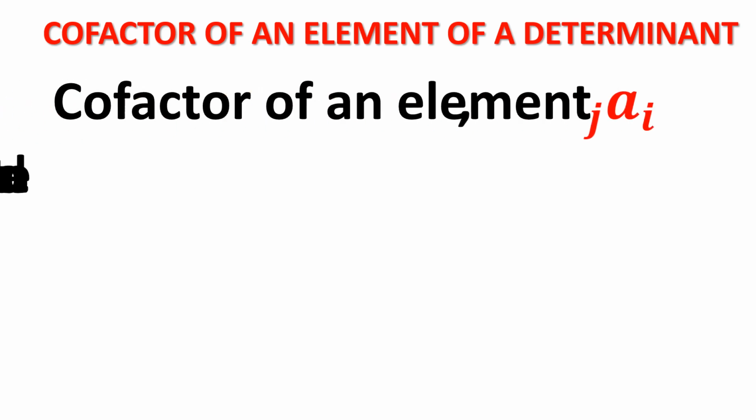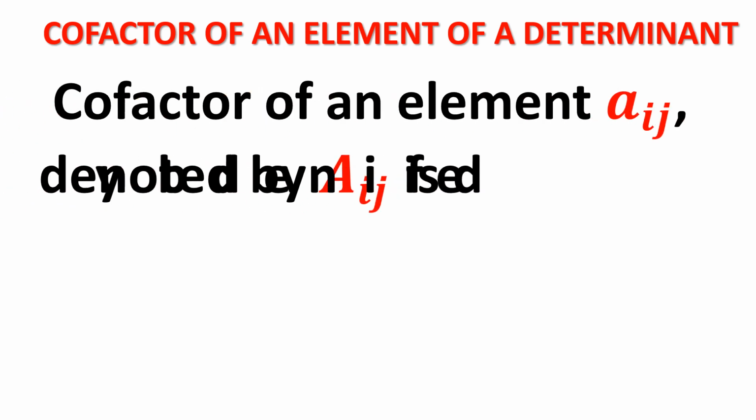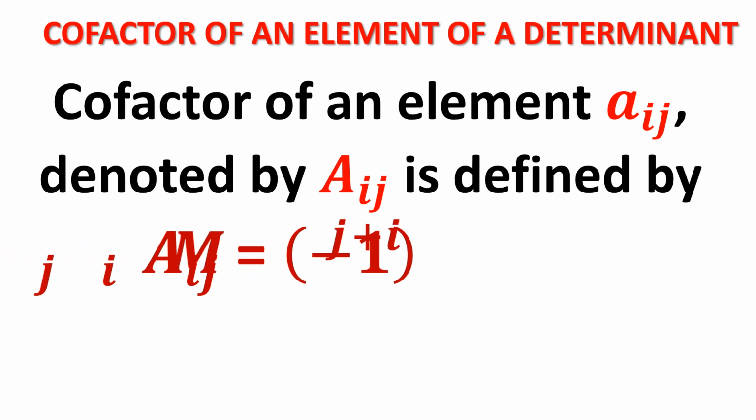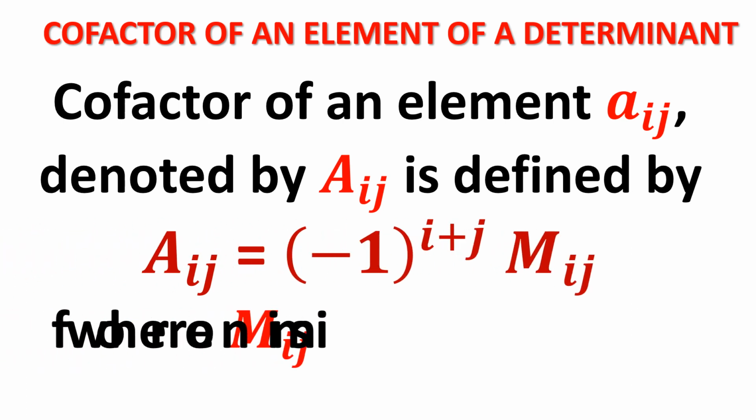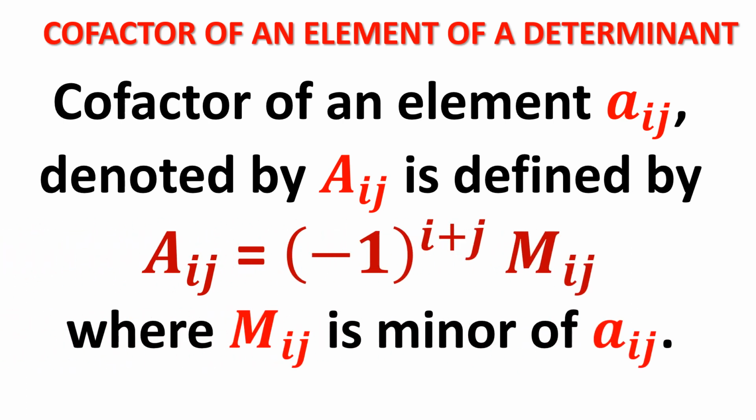The cofactor of an element Aij, denoted by capital Aij, is defined by Aij equals (-1) to the power i plus j into Mij. You know what Mij is: Mij is nothing but the minor. It has a value, a 2x2 determinant. With the determinant, you attach a sign to it. What is that sign? (-1) to the power i plus j. What is i? The row in which the element lies. j is the column in which the element lies.